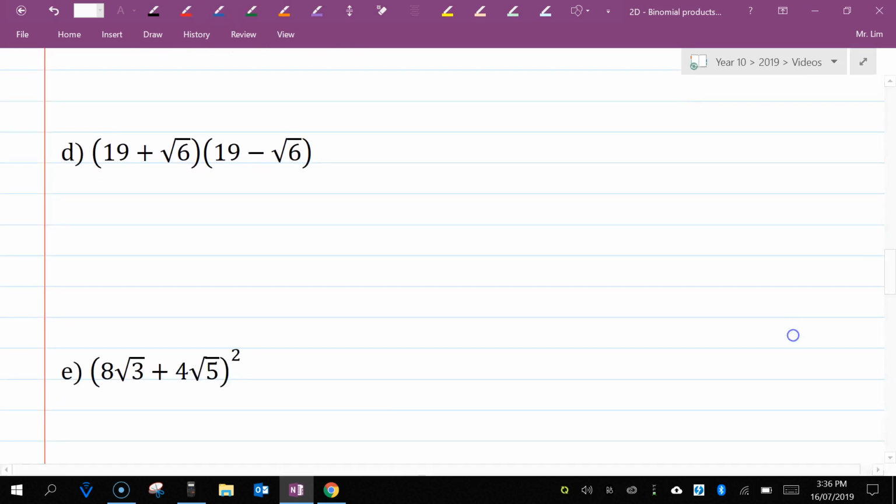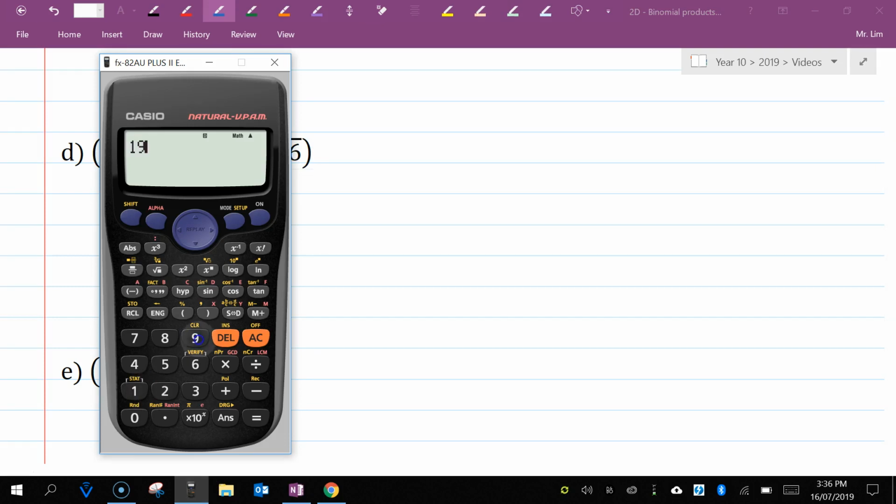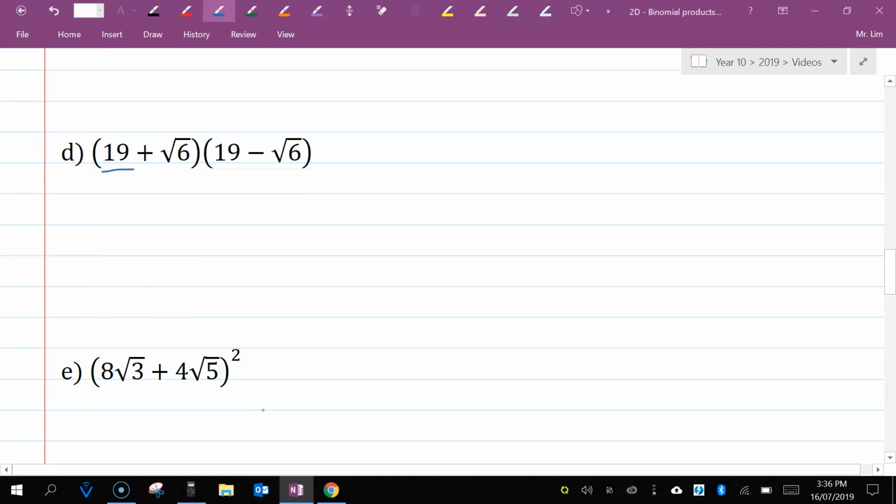Okay, question D. Hey, this looks familiar. This is a difference of two squares. They look exactly the same, except one of them's a plus, the other one's a minus. So all we're going to do, square the first term. 19 squared is 361. Put a minus sign, and then square the second term. Root 6 times root 6 is just 6. And 361 minus 6 is 355.